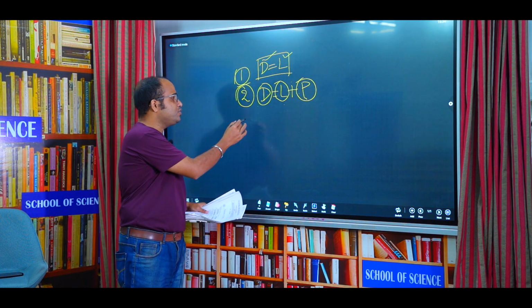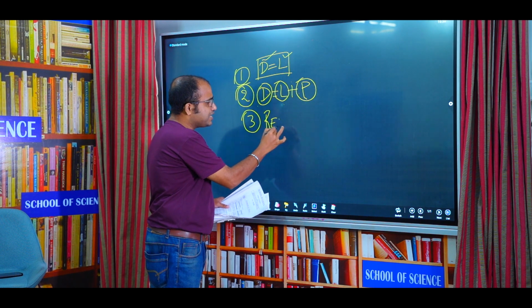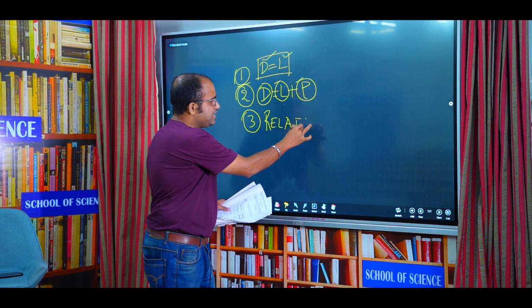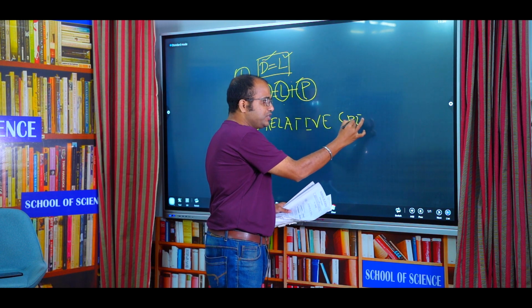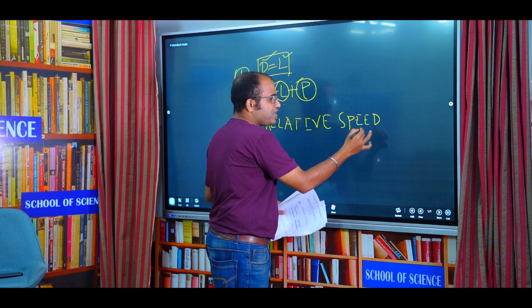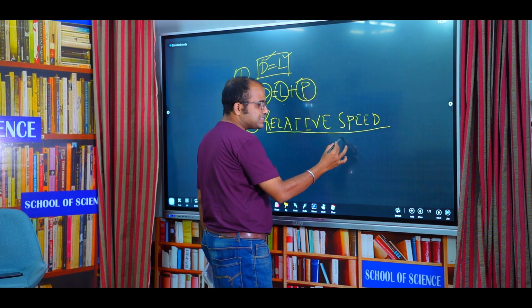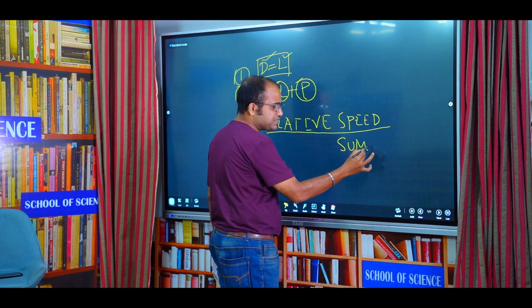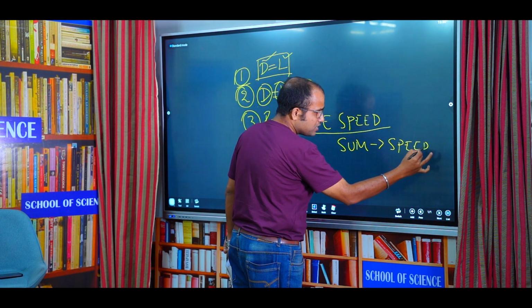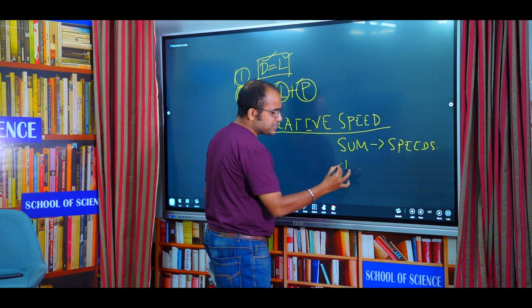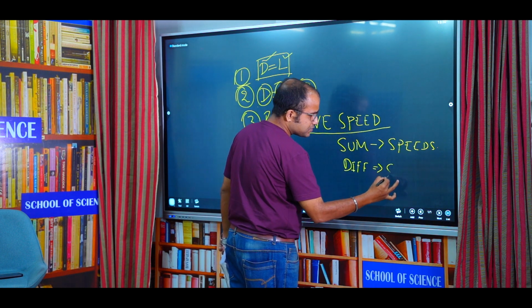Now the third formula is the formula for relative speed. Two formulas are there for relative speed. For the first, we have to sum the speeds, and next is the difference of the speeds.